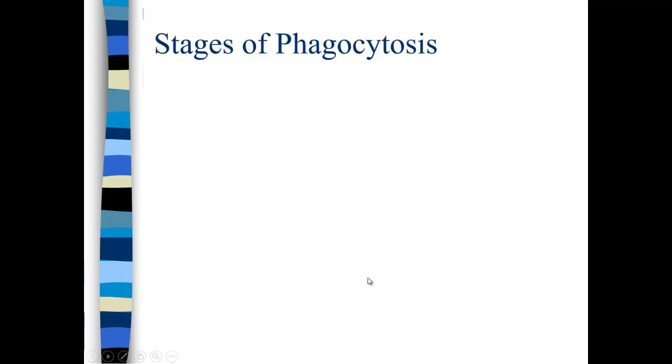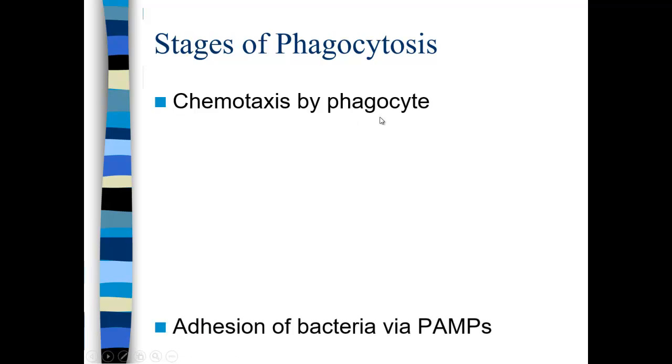Okay, and if we look at the different stages of phagocytosis, this includes first chemotaxis by the phagocyte. The phagocytic cell is attracted by chemokines. Chemokines are attractive molecules that cause the phagocyte to migrate to the wound bed.